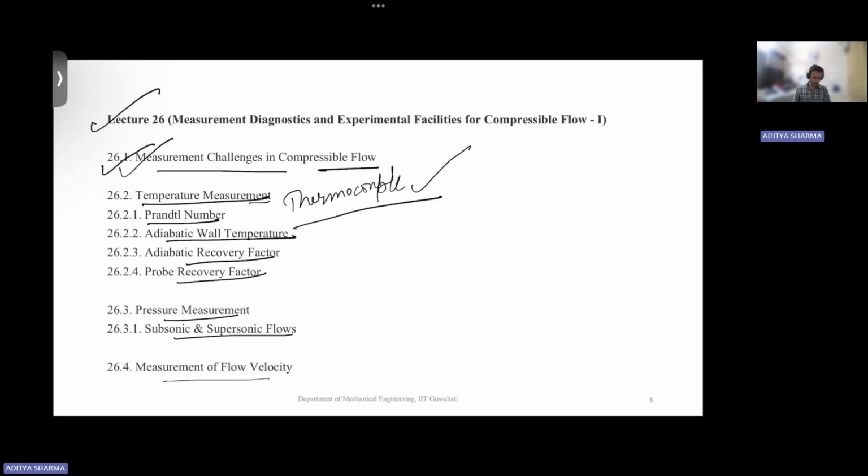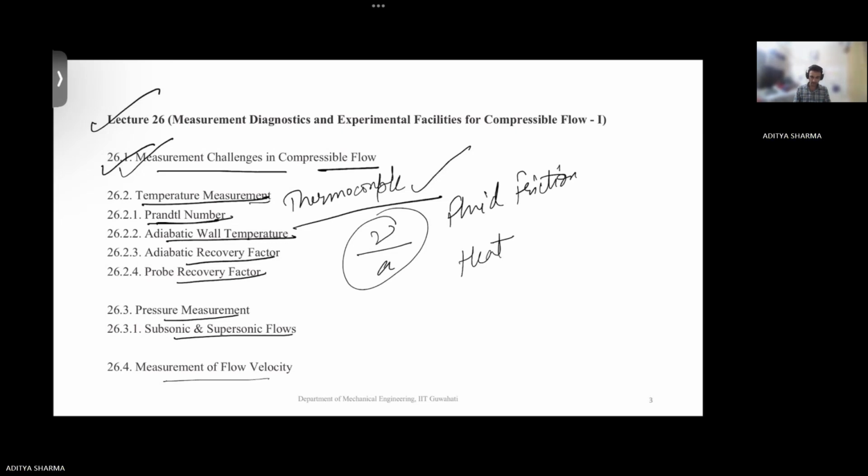Then what is Prandtl number? Prandtl number basically is the ratio of dynamic viscosity to the acoustic speed, right? So this basically is the measure of the effect of fluid friction to the heat dissipation. So which factor will weigh more in what conditions? This basically is your Prandtl number.